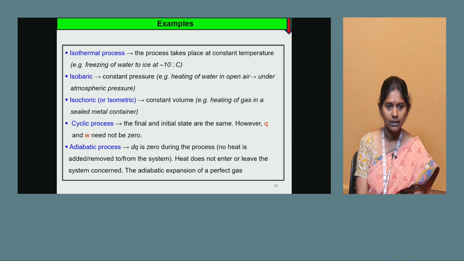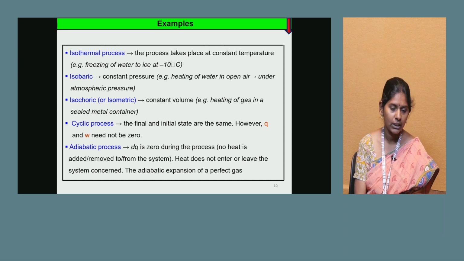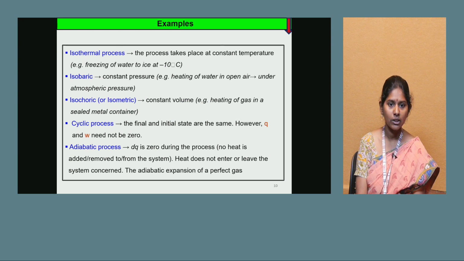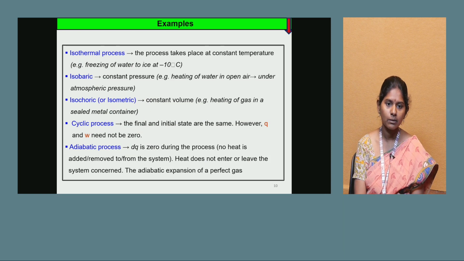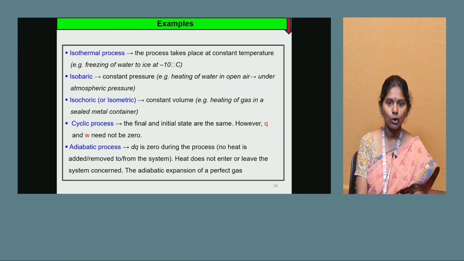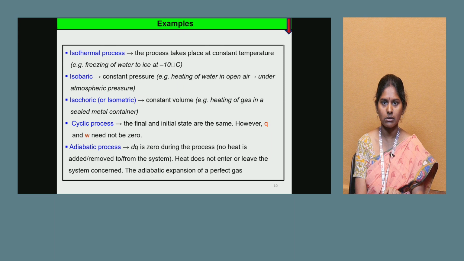Cyclic process: the final and the initial state are the same, however the heat and the work done need not be zero. Adiabatic process is one in which the change in heat, dq, is zero during the process, that is no heat is added to or removed from the system. Heat does not enter or leave the system concerned. The adiabatic expansion of a perfect gas is an example of this adiabatic process.